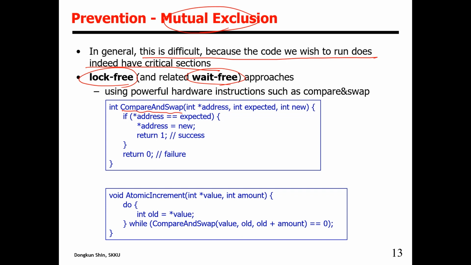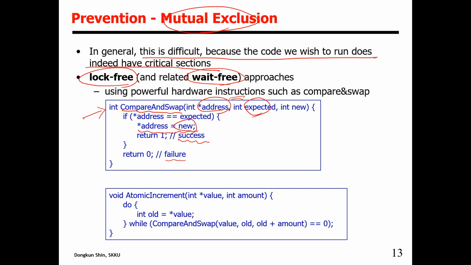So let's recall the meaning of compare and swap. It accesses some memory address. If the memory value is the same as the expected value, then it succeeds. Otherwise, it fails. For the success case, the memory value is changed to the new value. So by using this compare and swap, we can atomically update some data structure.